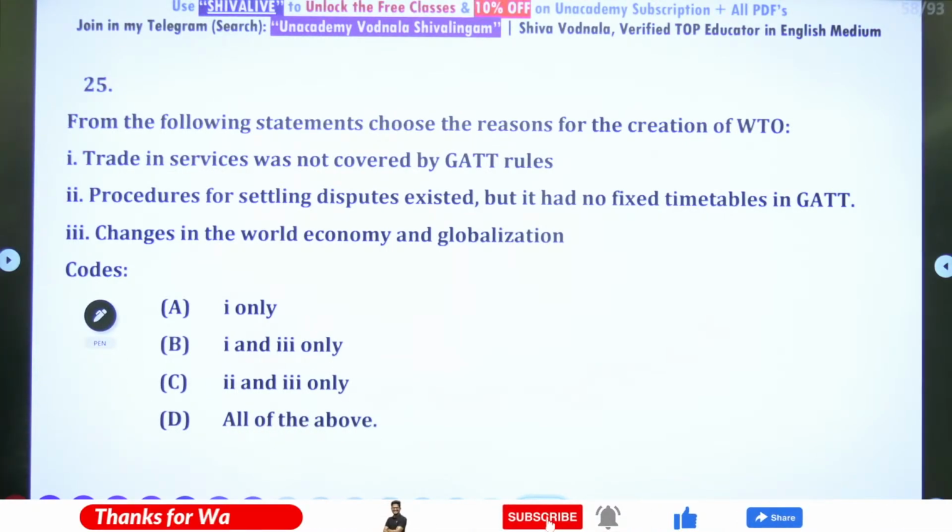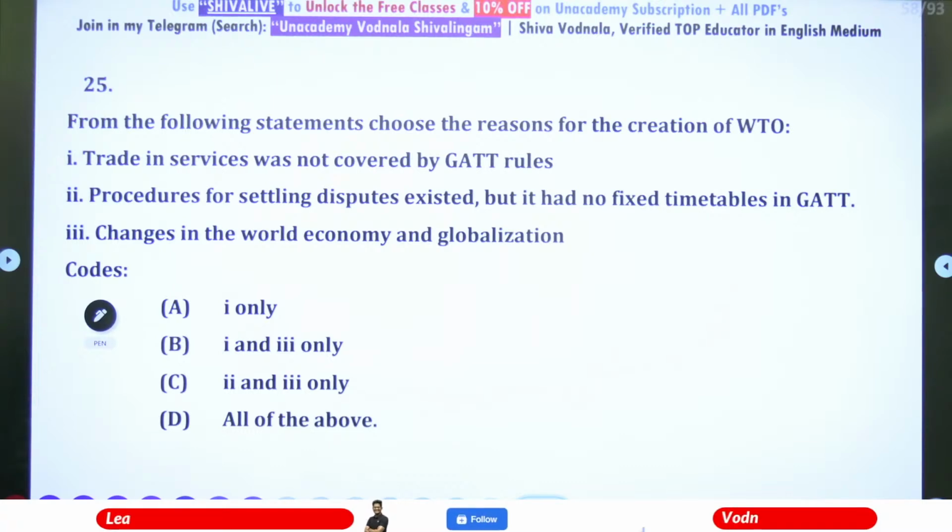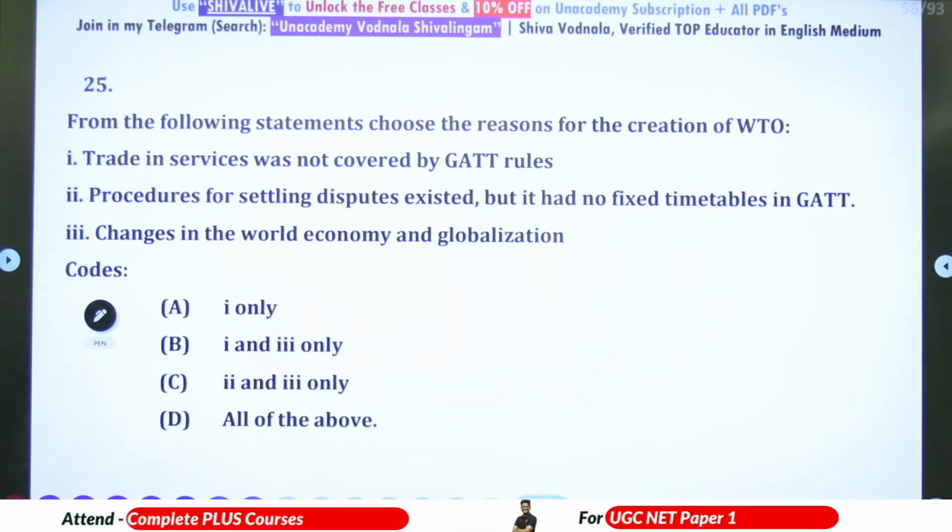From the following statements, choose the reason for the creation of the WTO, World Trade Organization. Trade in services was not covered by the GATT rules, and a procedure for settling disputes existed, but it had no fixed timetable in GATT. Changes in the world economy and globalization.